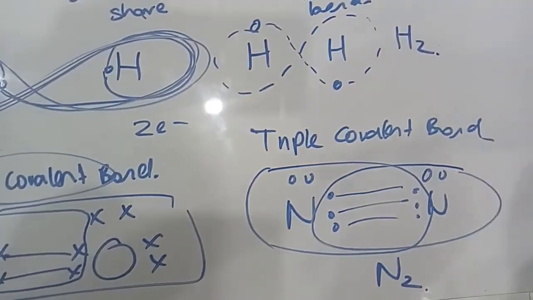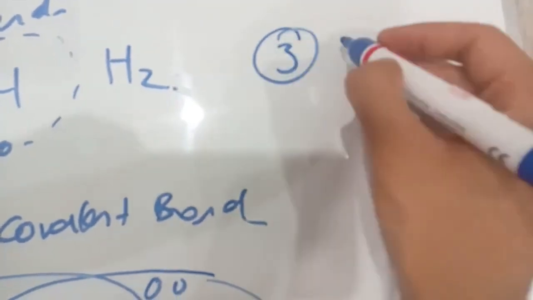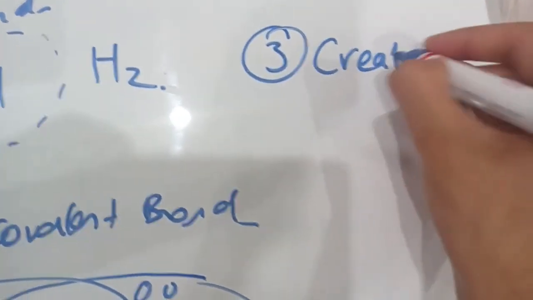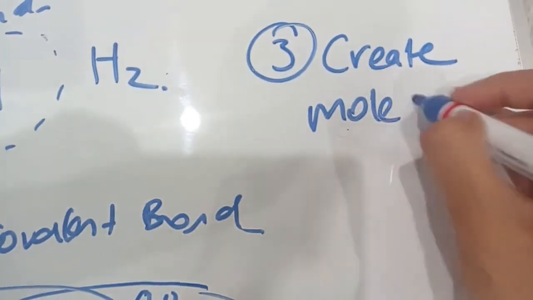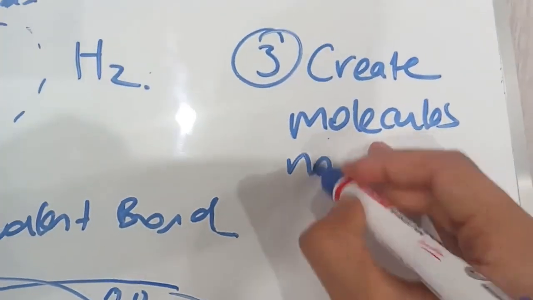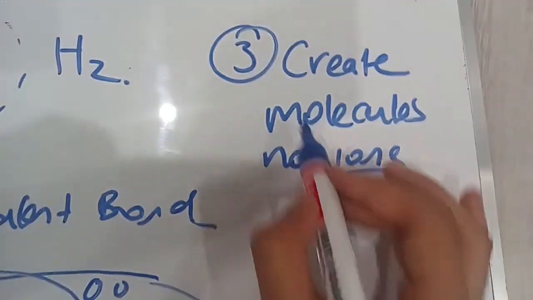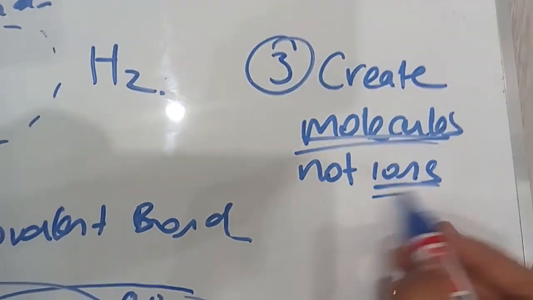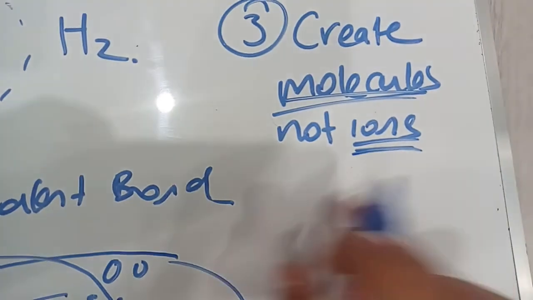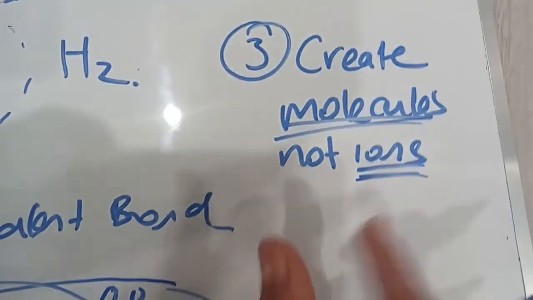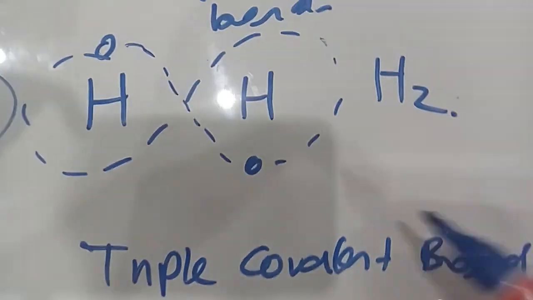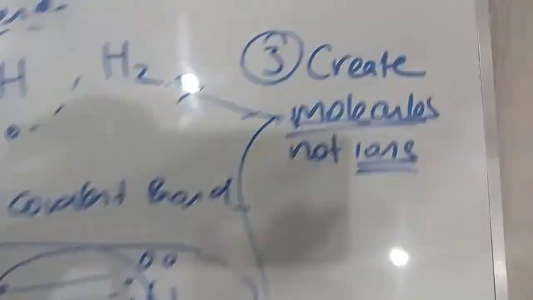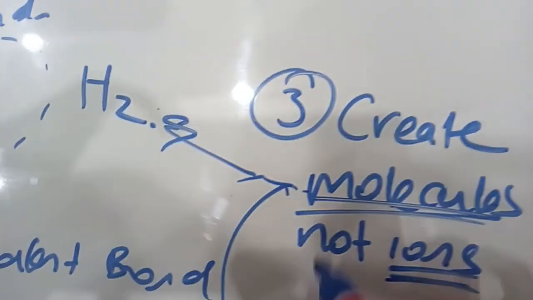Now, the third and final key point: they create molecules, not ions. When you share electrons, you get molecules. But when you give electrons, you get ions because they get charged. Now you're just sharing them, so you're creating molecules. So this is a nitrogen molecule, this is a hydrogen molecule, and this is an oxygen molecule. The key thing is that you get molecules, not ions.